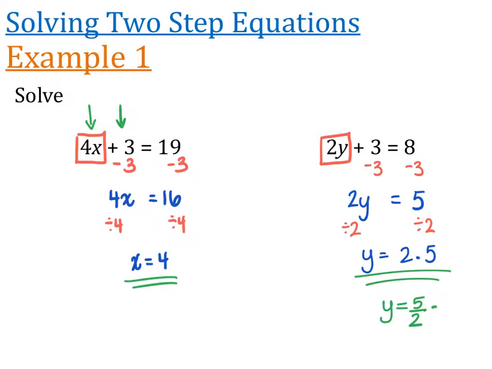You can also leave it as a mixed number, so 2 and a half is also a fine answer. So either 2.5, 5 halves, or 2 and a half, any answer is absolutely fine. All right, let's look at what happens when we have even more negatives.